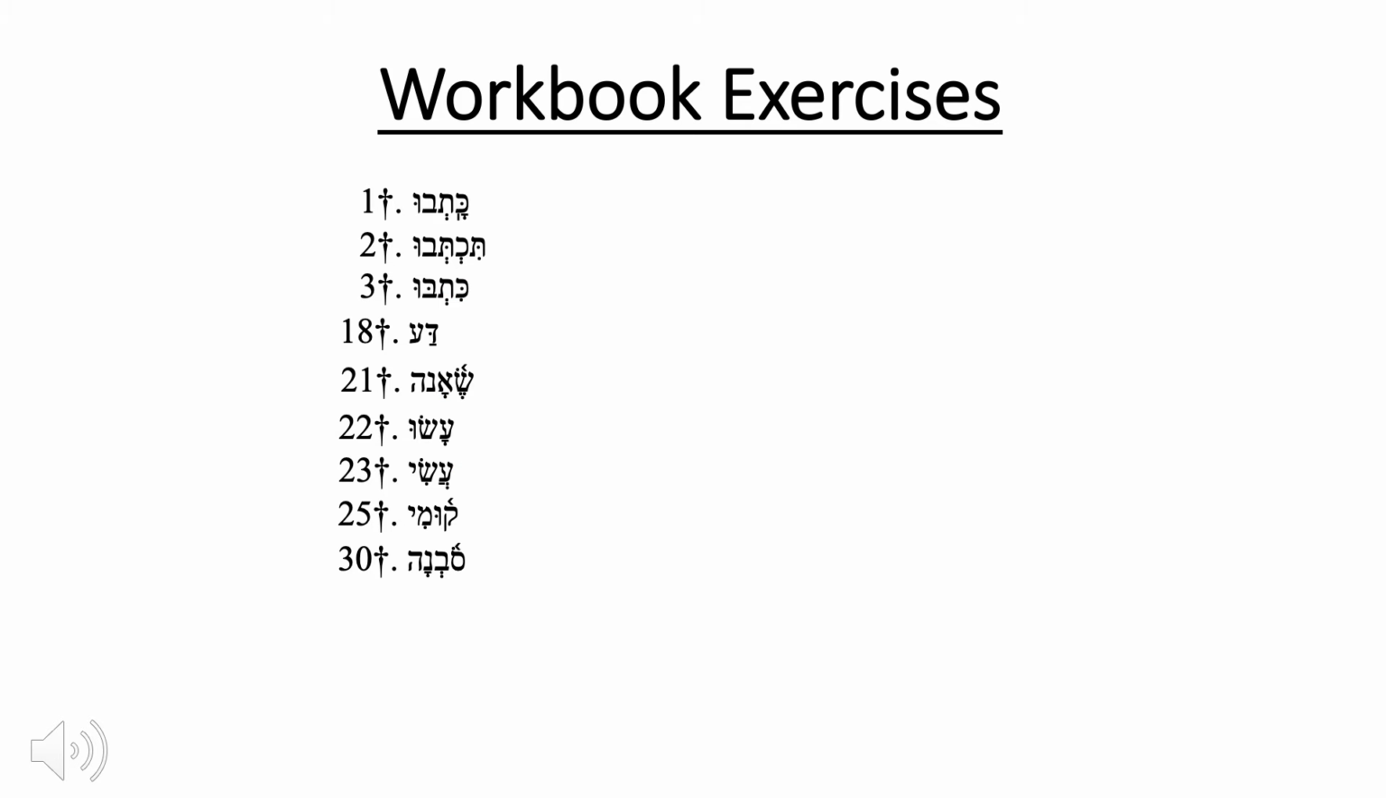This next set of parsings comes from Part 18 of your workbook, Section 1. I just want to run through a few examples here to make sure that you understand how to parse these particular verbs. So here, how would we parse number 1? This is a straightforward Cal perfect third common plural from katav, to write.